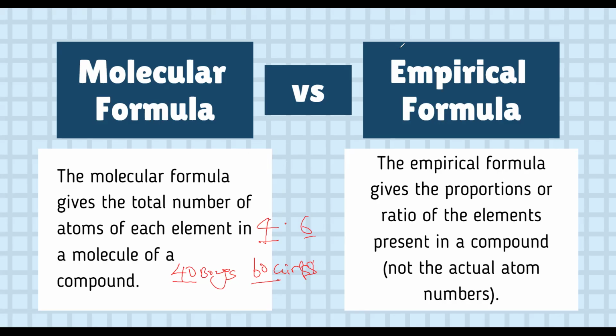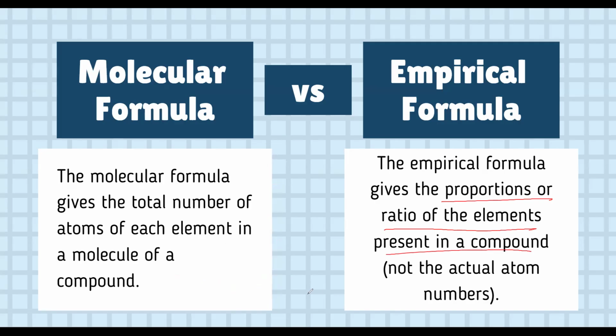Yes. Can any number divide 4 and 6? Yes. What number? 2. All right, 2 divides 4 gives us 2, and 2 divides 6 gives us 3. So this is the ratio 2:3 for 40 boys and 60 girls. That is what the empirical formula is. It is a formula that gives us the proportions and the ratio of elements present in a compound.